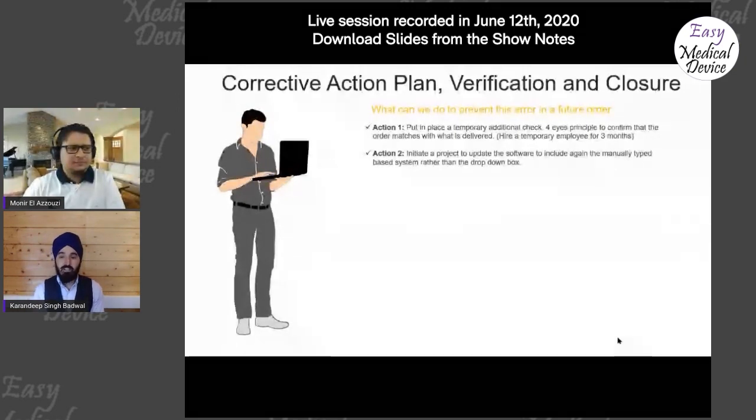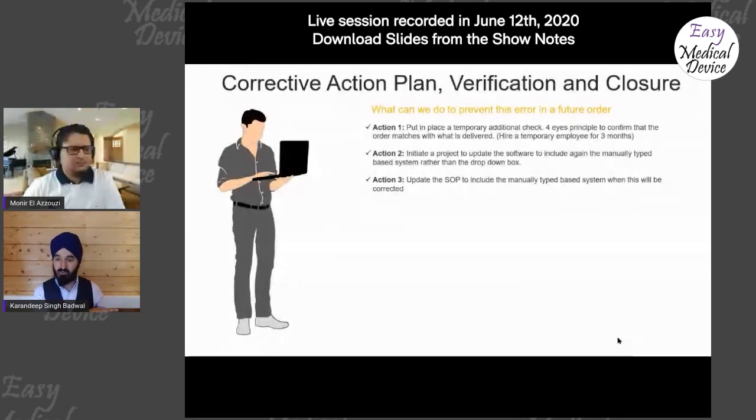Action number 2 is we need to initiate a project. So we need to get everyone together and work out how do we go about updating the software. Again, how do we go back to the manually typed-based system rather than a drop-down box? And of course, if we're going to update the software, we also need to look into software validation too, because that's an important point. Action 3 is we need to update the SOP to now actually state that we are manually typing, so we can revert back to our old version if that's the case, and when this will actually be corrected.